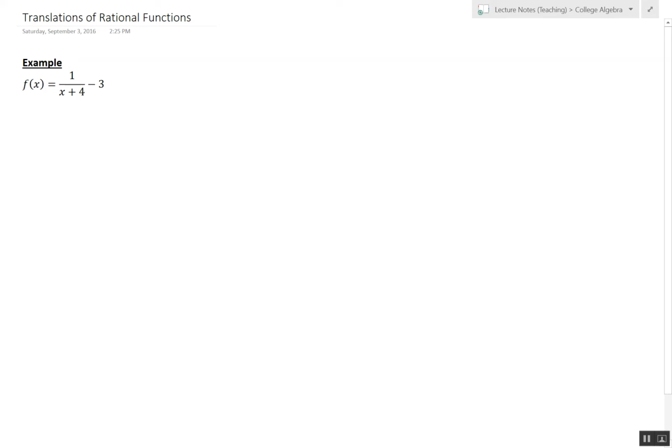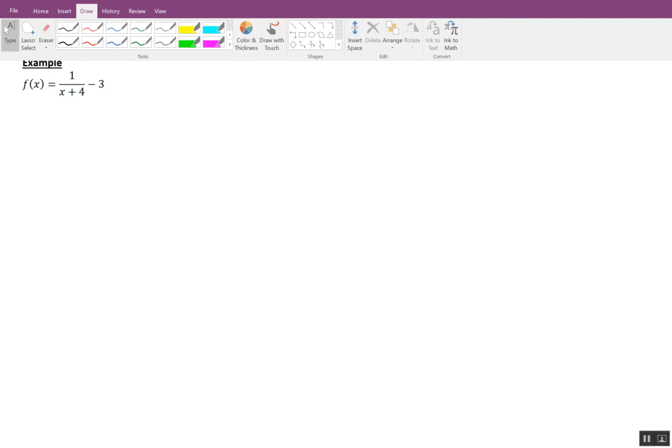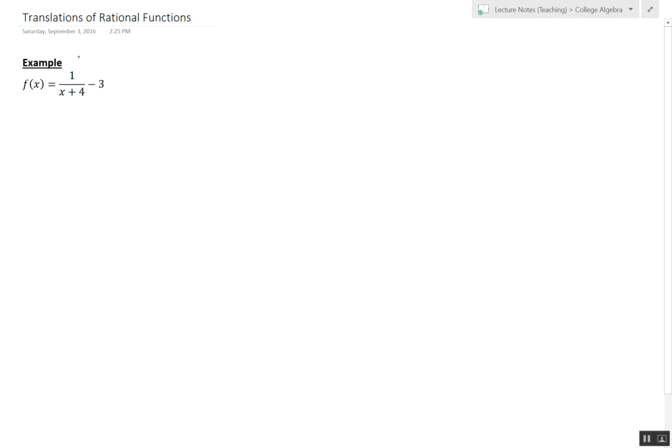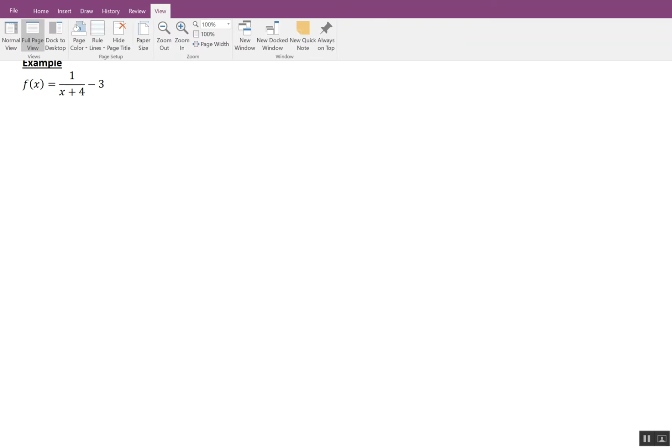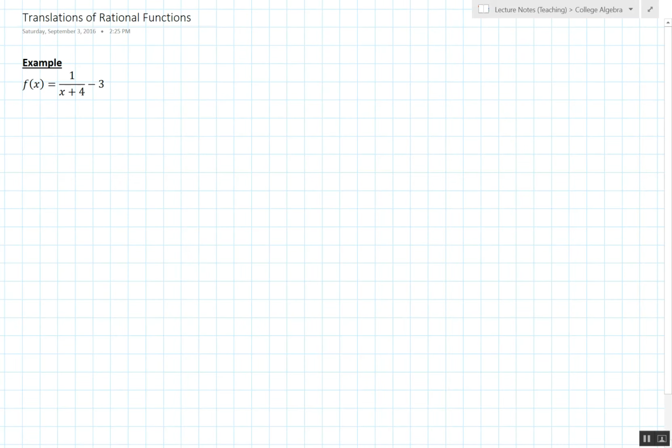Hi everyone, welcome back. We're now going to talk about how to apply translations and transformations to rational functions. And they basically work the same way, but sometimes because of the way the notation looks a little different, people have difficulty with this. So first thing I'm going to do is change this into graph paper mode, and we're going to graph this.